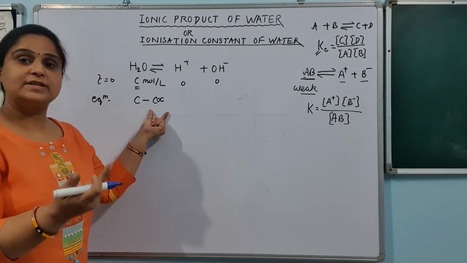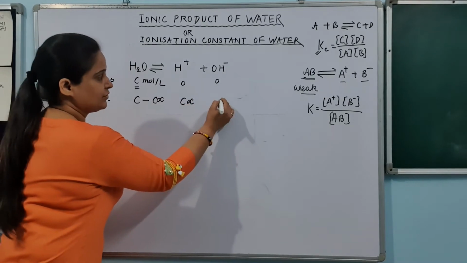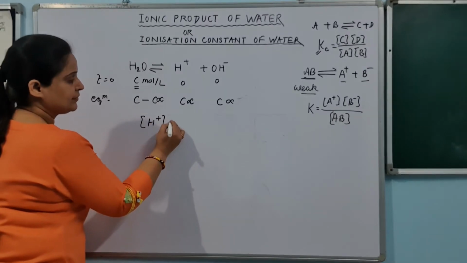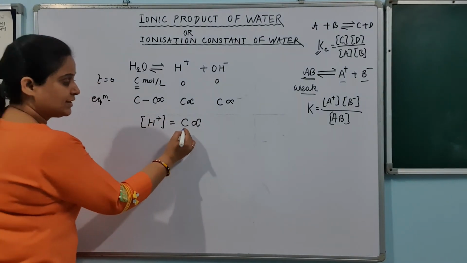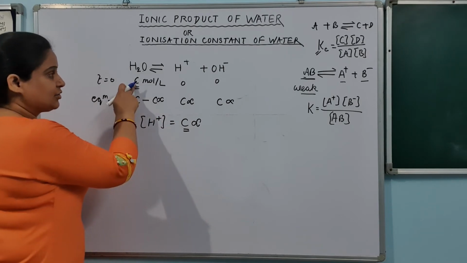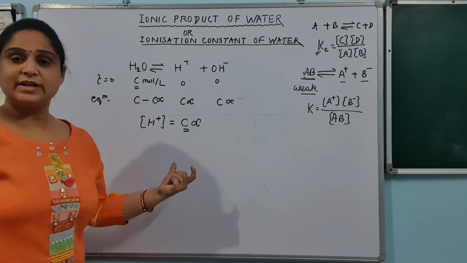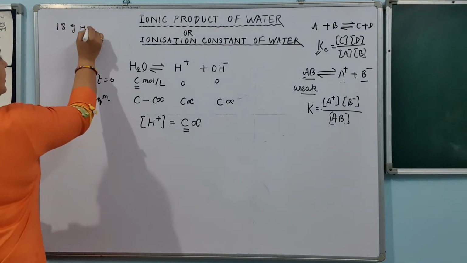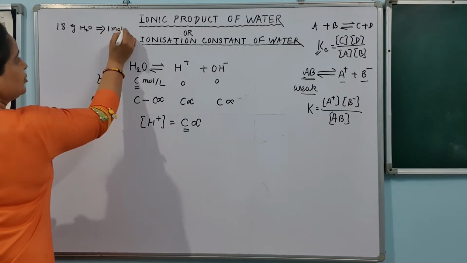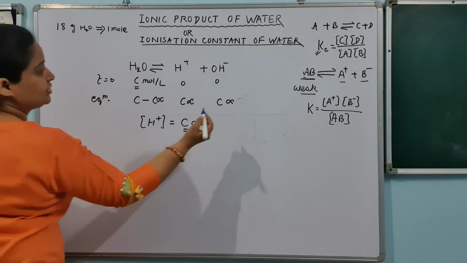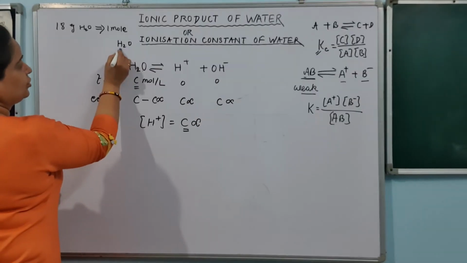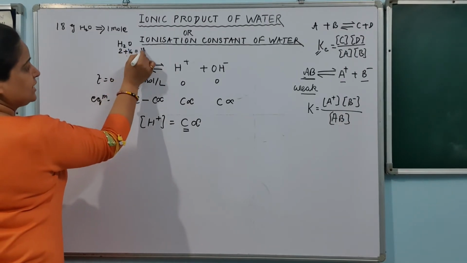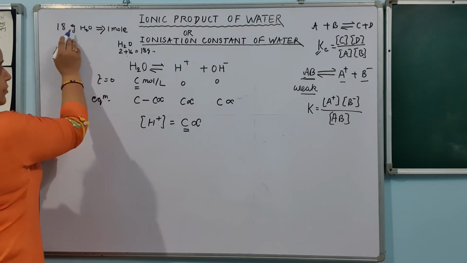The amount of water dissociated will give you the concentration of H plus and OH minus, isn't it? So what is the concentration of H plus ion? C alpha. So what is C here? C is the concentration of water. We have to take it in moles per liter. So let's assume 18 grams of water, which is 1 mole, the molar mass of water. How do we find it? H2O, 2 hydrogen and 1 oxygen of 16 gram. So this is 18 gram of water, and 18 gram of water equals 1 mole.